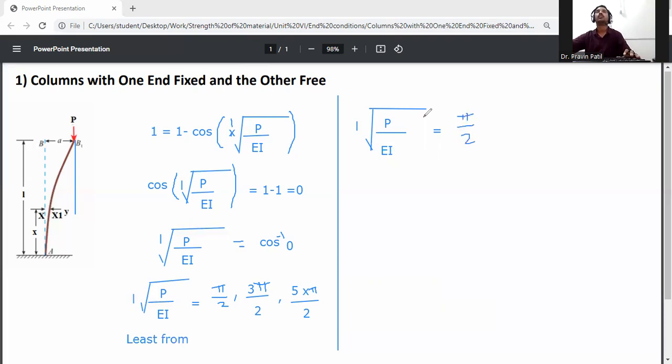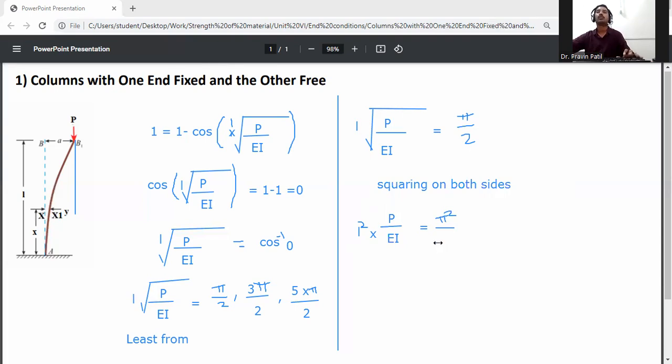Squaring on both sides, it will get L square into P by E is equal to pi square by 4. Pi square divided by 4.